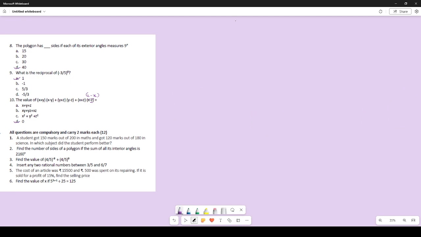So find the value of (4/5)^-9 divided by (4/5)^9. If you're solving this, you will find that this is equal to (4/5)^(-9-9). Now division means the power sign changes to minus. So what does this become? This comes to (4/5)^-18.